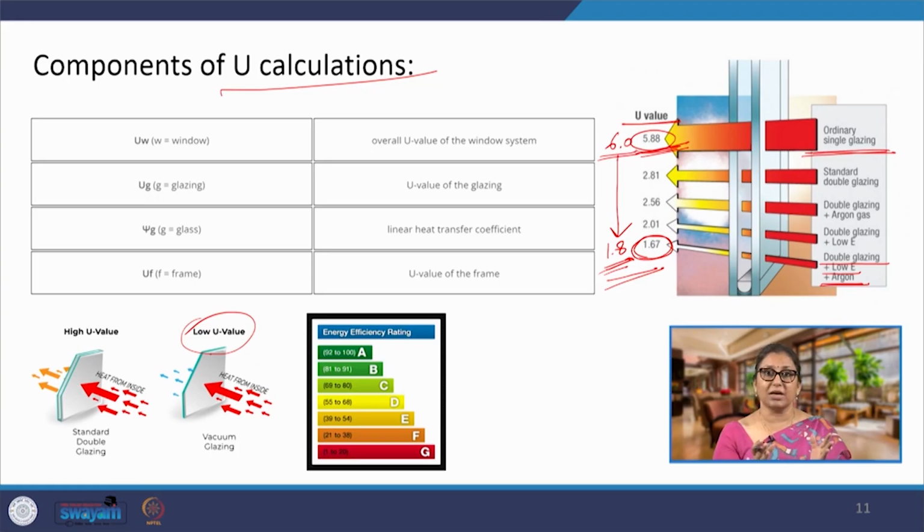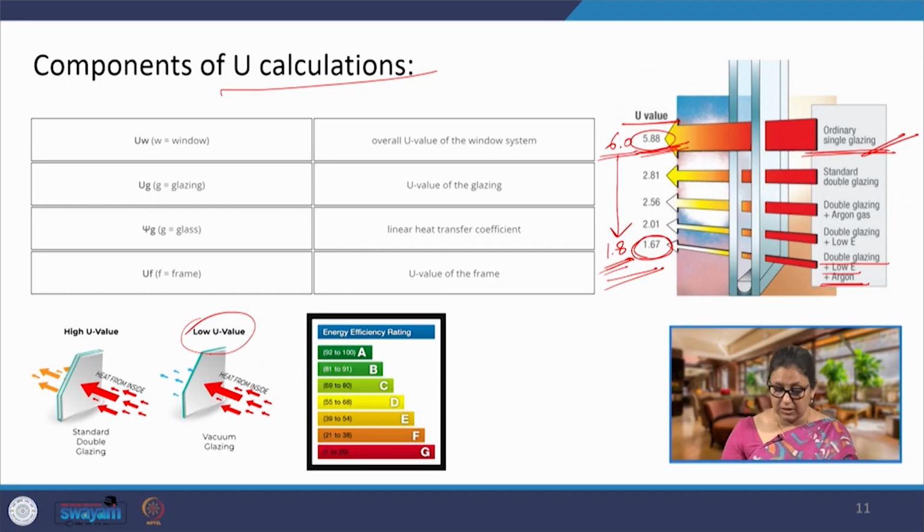Now, that hotter side in warm climates could be outdoors, while in extremely cold climates it could be the indoors which are warmer. So, the direction of heat exchange will change, but the amount of heat that is going to be transmitted through this window material is going to be less than with ordinary single glazing. That is what we have to understand.